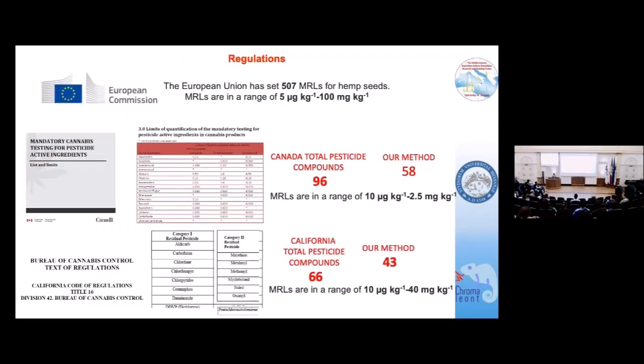In this case, we took a look at different legislations, the European one, the Canadian one, and the Californian one. You can see that there are totally different numbers of pesticides allowed. Also, the maximum residual limit is totally different. So in this case, we also need to achieve a very broad linear range.